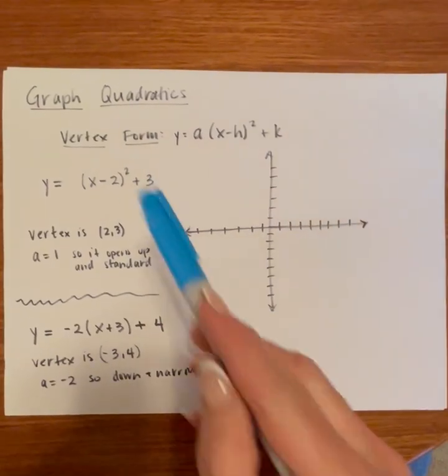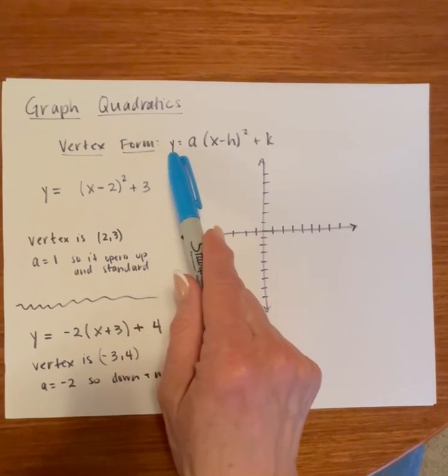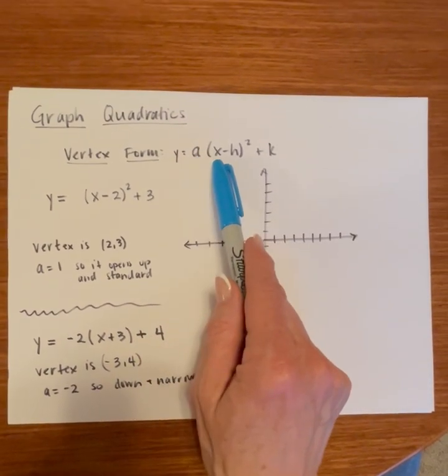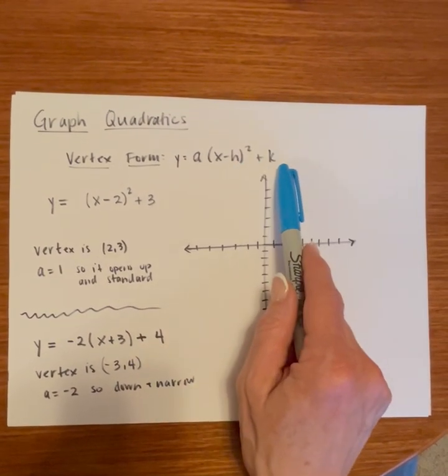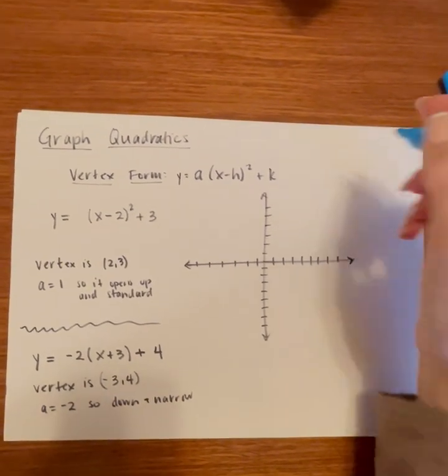Let's look at how to graph a quadratic. Starting with the vertex form, where we have y equals a times (x minus h) squared plus k. Remember, the vertex from this form is always (h, k).